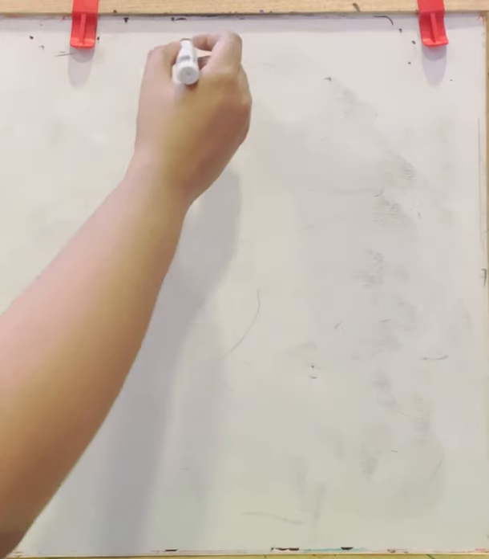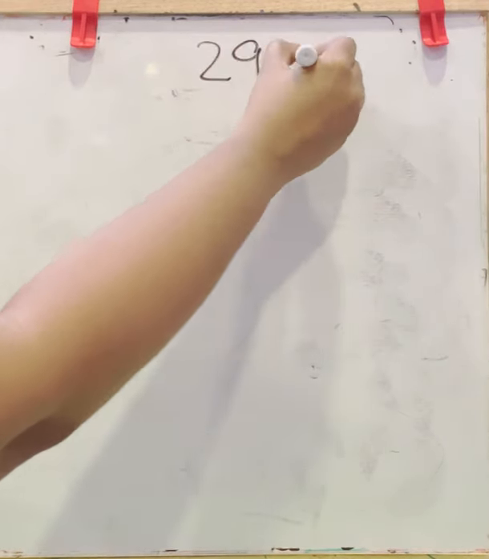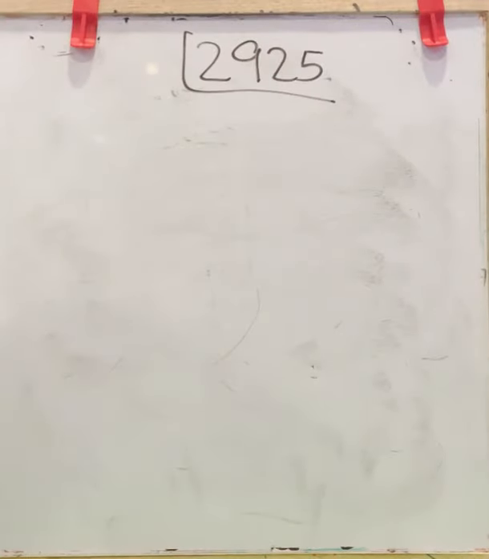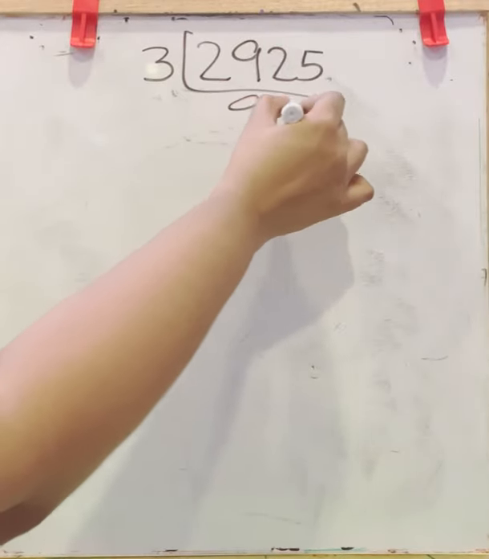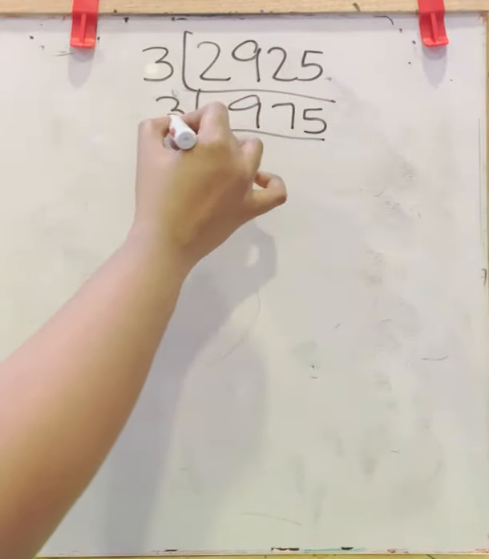Next question, 2925. Starting factorization. You can't divide it by 2. So the next number is 3. Yes, it is divisible by 3. 975. Again with 3.